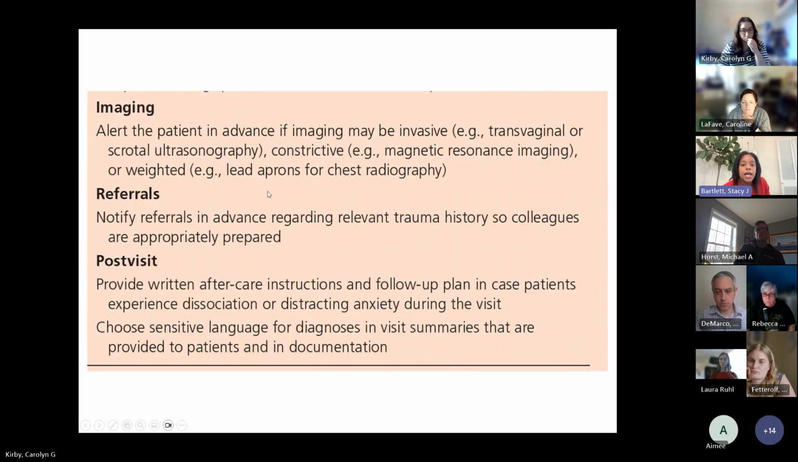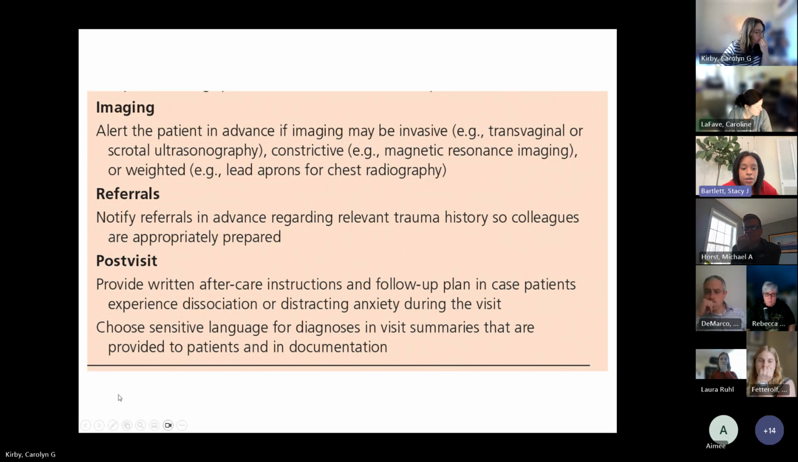Then lastly, giving some guidance about imaging. If you're sending someone for an MRI, it's going to feel really tight in there, and it's going to be loud, and all those things. Transvaginal ultrasounds are not the same as a transabdominal ultrasound. Making sure that people are aware that lead aprons can feel like there's pressure on top of you. If there is a trauma history that would be relevant, notifying referrals so that they are aware as well and can try to avoid re-traumatization.